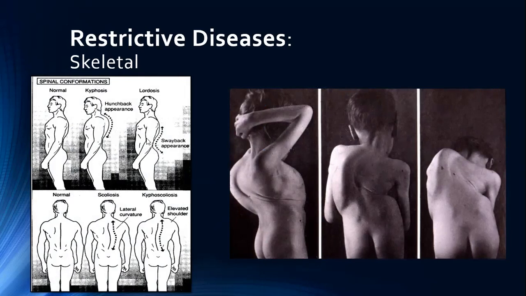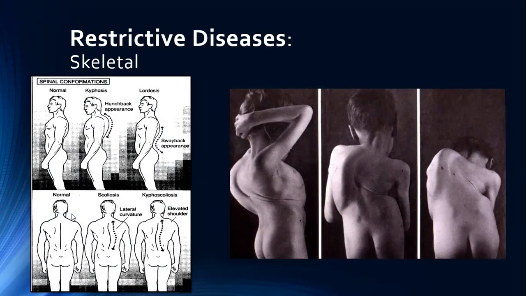And then lordosis. Lordosis is the sway back appearance, where the lower back goes way in and the butt comes way out. Now you might see some people trying to portray lordosis because they think that's a sign of beauty, right? Some countries do think that's a sign of beauty when your figure goes way in like this and then the butt comes way out, right? The hourglass from the side. But that's a restrictive disease.